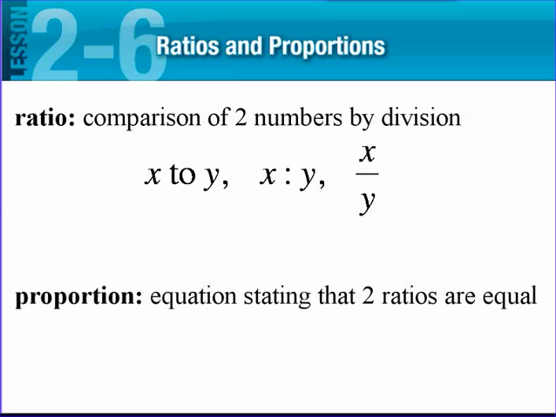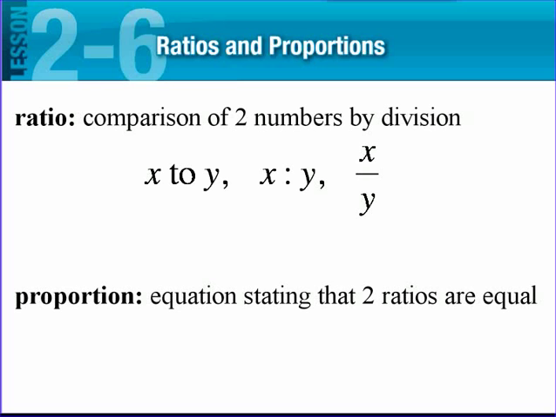We can either write them x to y. We can do x with a, does anybody know what that symbol is called? Colon. X colon y, and then x over y. And so that's what a ratio is. And then we have a proportion, and a proportion is an equation that states that two ratios are equal.